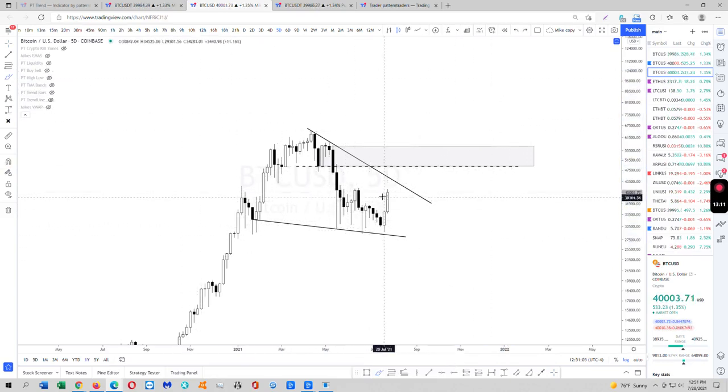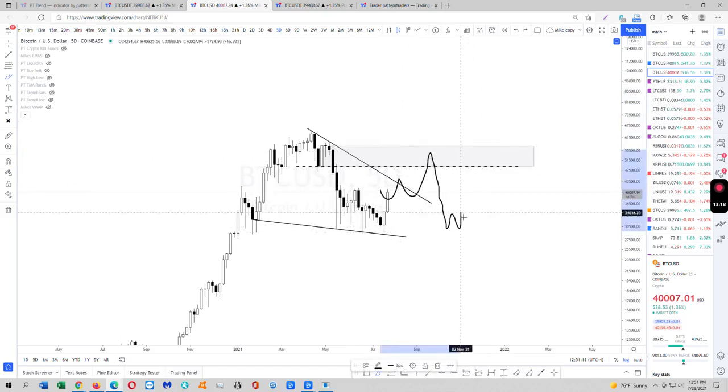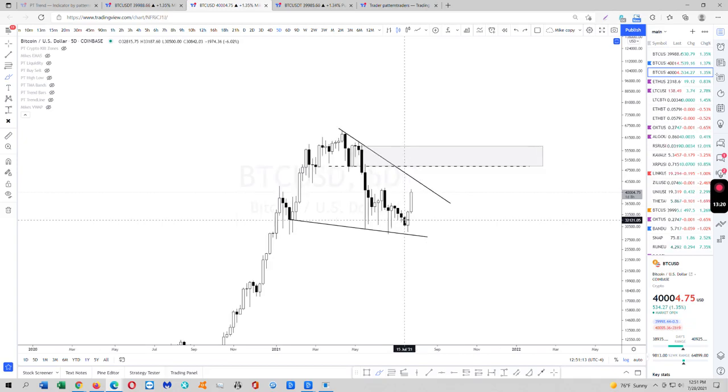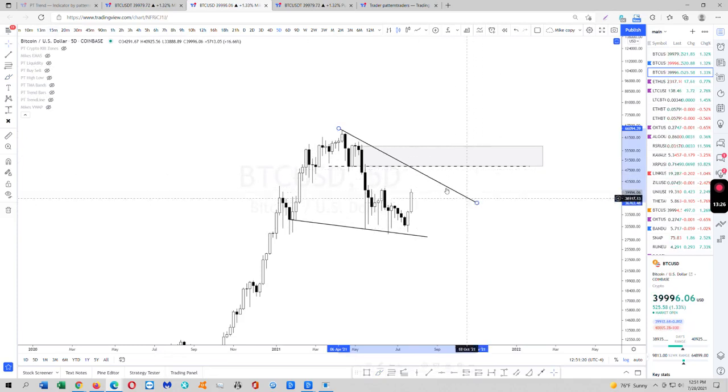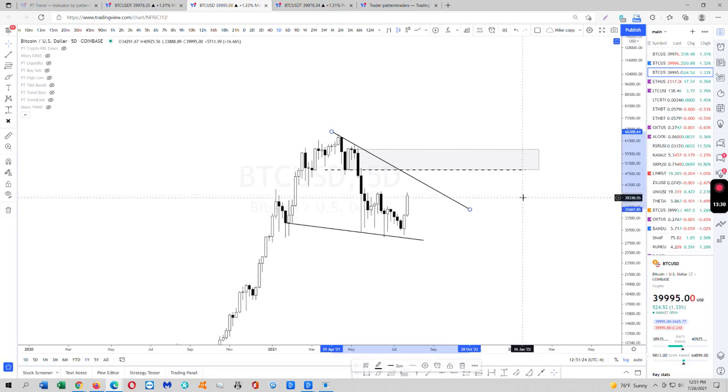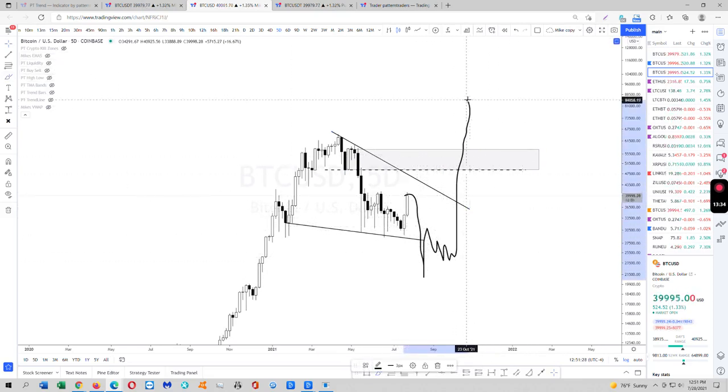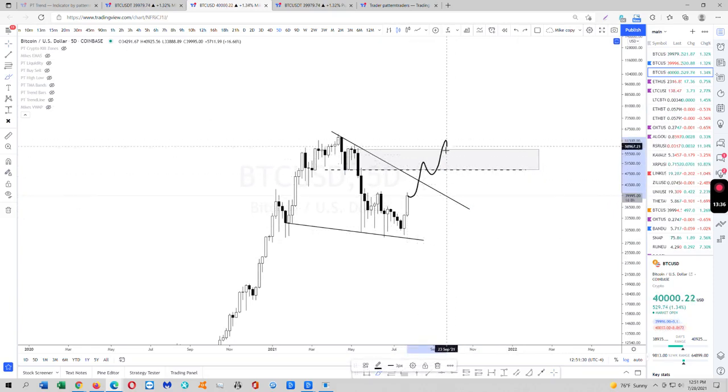You could do that, or you could just literally break out from here, retest this, and then go up, or you could break out, come down, and then go back up. I don't know what they're going to do, but more likely than not, when BTC does these triangle bull flags, usually it fakes out to the downside first, and then it goes up. If it fakes out to the top side, we're in trouble.